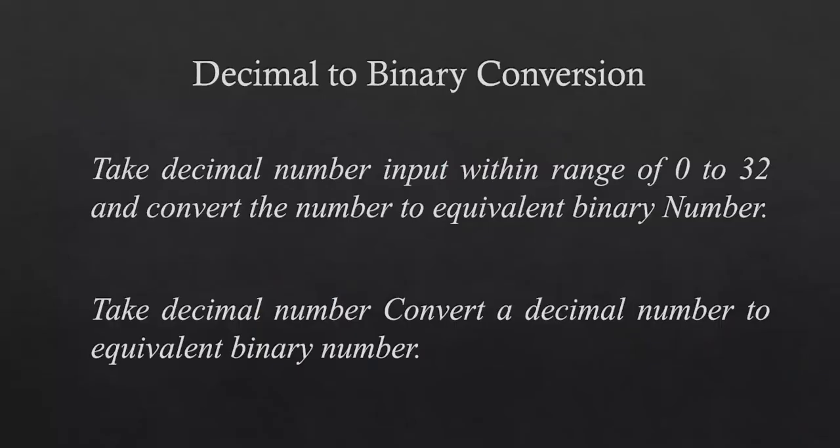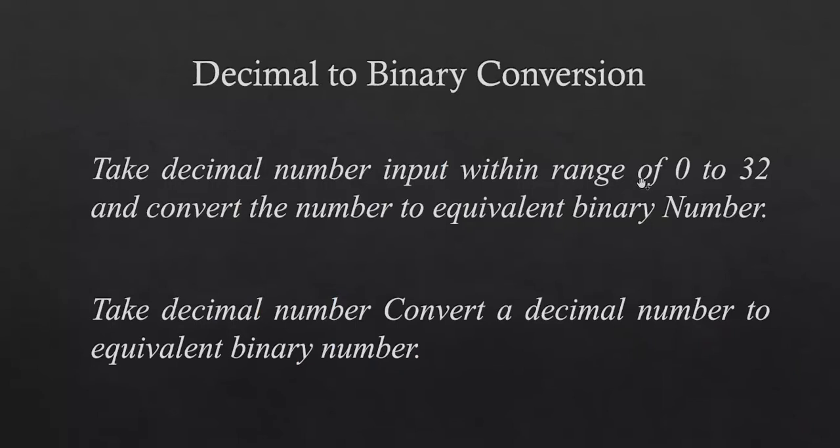So here, decimal to binary conversion. The first problem is, take a decimal number input within the range of 0 to 32 and convert the number to the equivalent binary number. And we have to display that binary number, right? So why have I given this range 0 to 32? Because I don't want to use a for loop here, because I have not discussed for loops yet. And 0 to 32 means that the maximum number input can be 32. And to represent 32 in binary, we know that we need 5 bits.